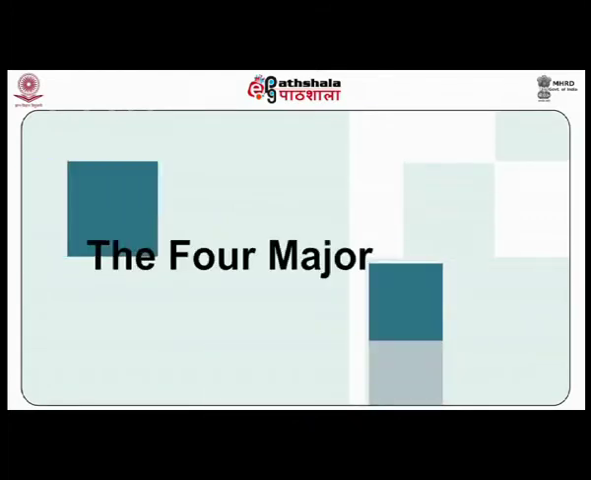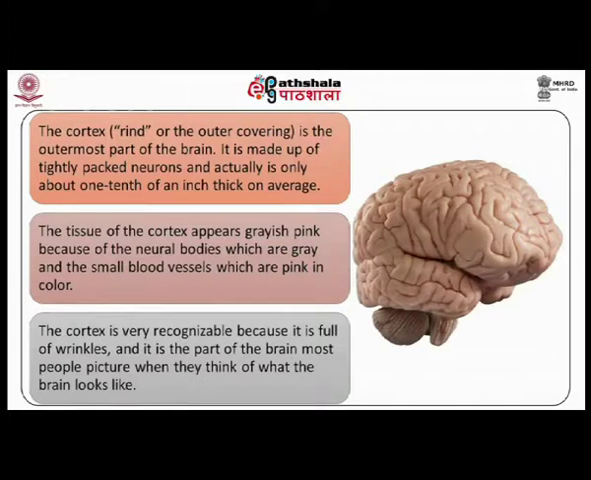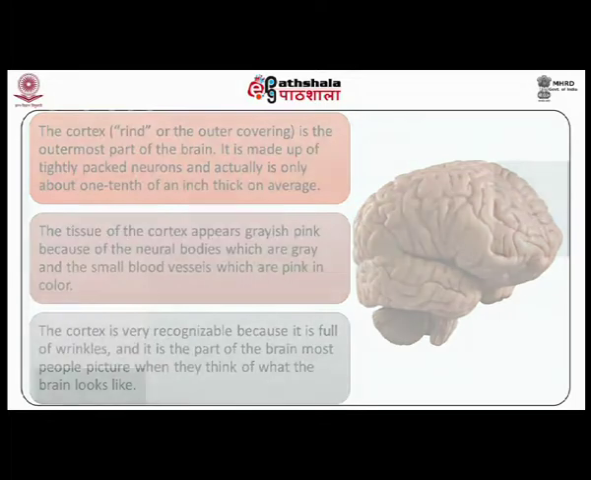The 4 major lobes. The cortex, the rim or outer covering, is the outermost part of the brain. It is made up of tightly packed neurons and actually is only about 1/10 of an inch thick on average. The tissue of the cortex appears greyish pink because of the neural bodies, which are grey, and the small blood vessels, which are pink in color. The cortex is very recognizable because it is full of wrinkles, and it is the part of the brain most people picture when they think of what the brain looks like.